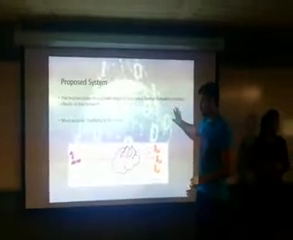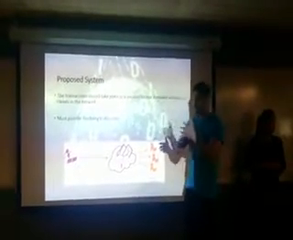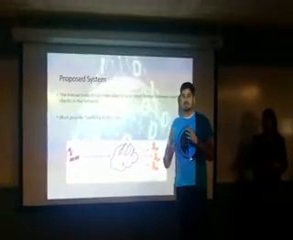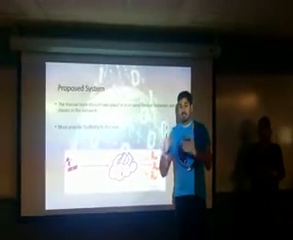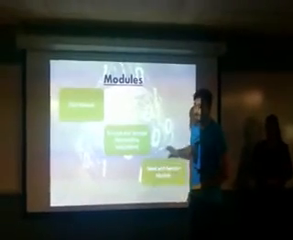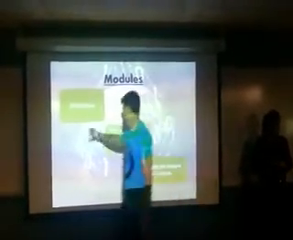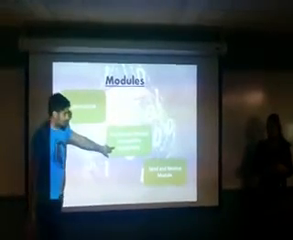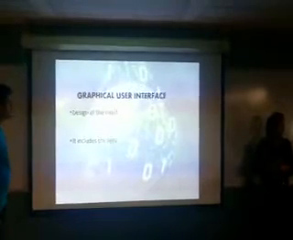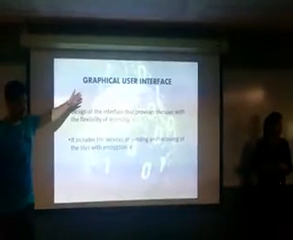So what is our system going to do? We take all the data, we encrypt the data, we divide the data into several different parts, and then we send the file to the receiver. We have three different modules: the GUI, the encrypt and decrypt module, and the send and receive module.